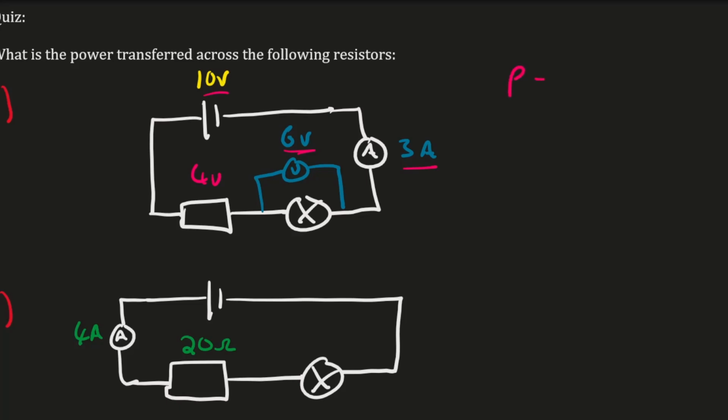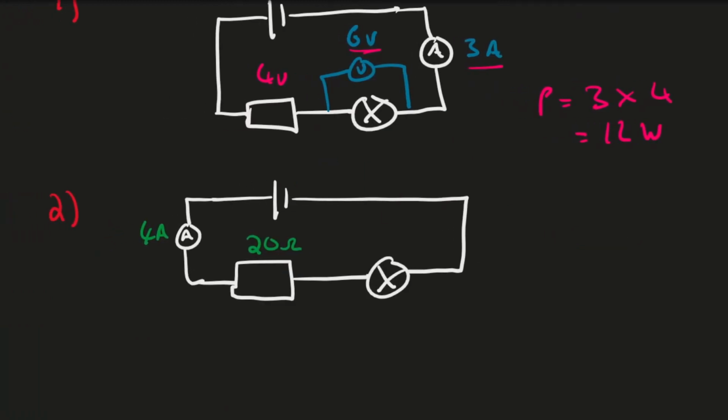And so now we can use our equation, P equals IV. We've got both the potential difference and the current. So the potential difference was 4. So power equals the current, 3 amps multiplied by 4 volts, and that's equal to 12 watts. Okay, so hopefully everyone got that one correct. Let's look at question 2 then.